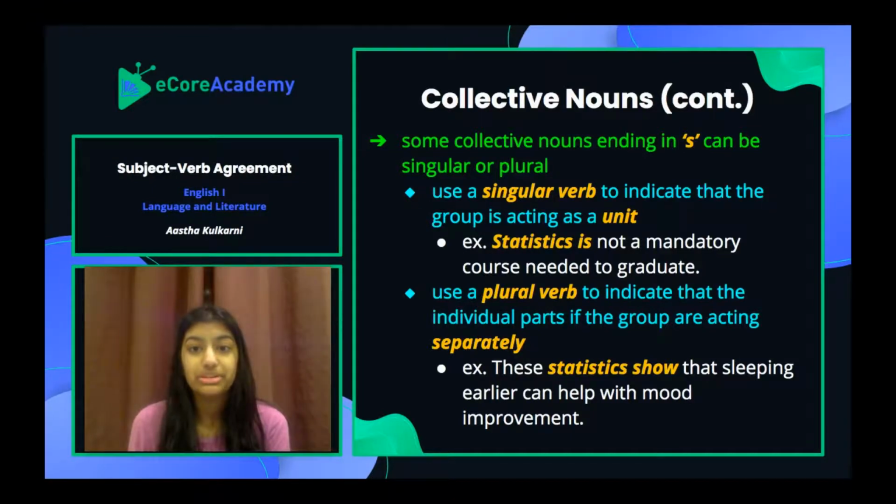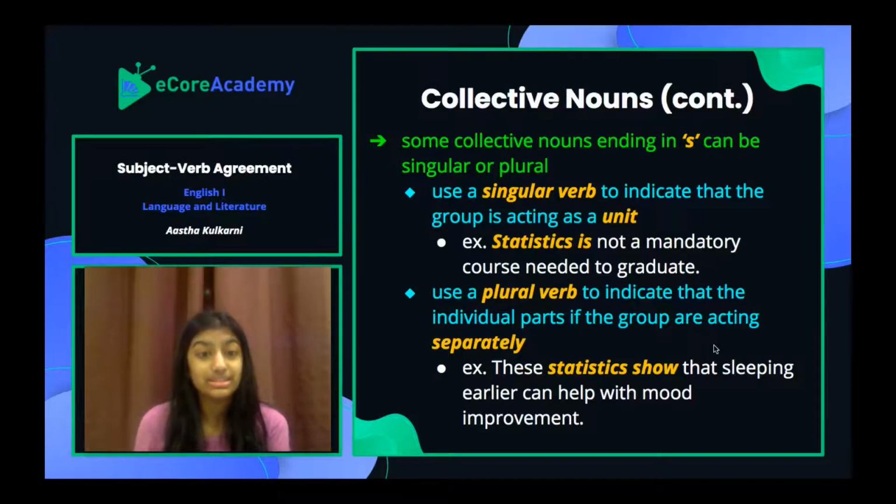So the example here says, "Statistics is not a mandatory course needed to graduate." Since statistics is acting as a singular unit, we're going to use a singular verb for that one. And then again, use a plural verb to indicate that the individual parts of the group are acting separately.